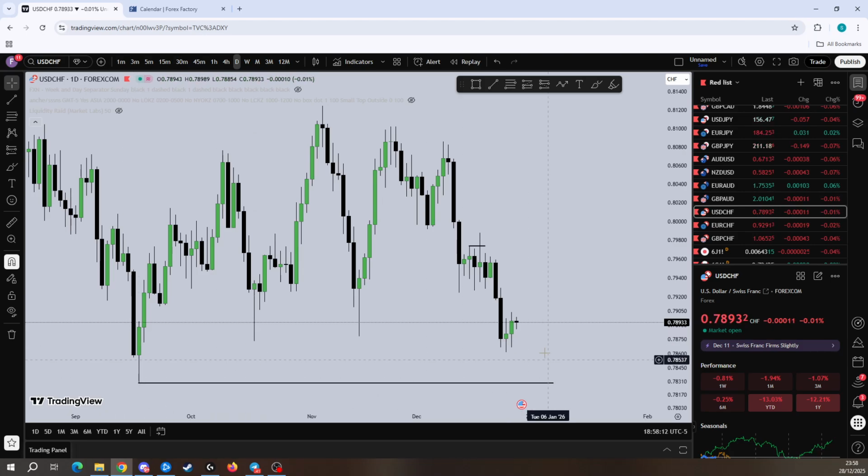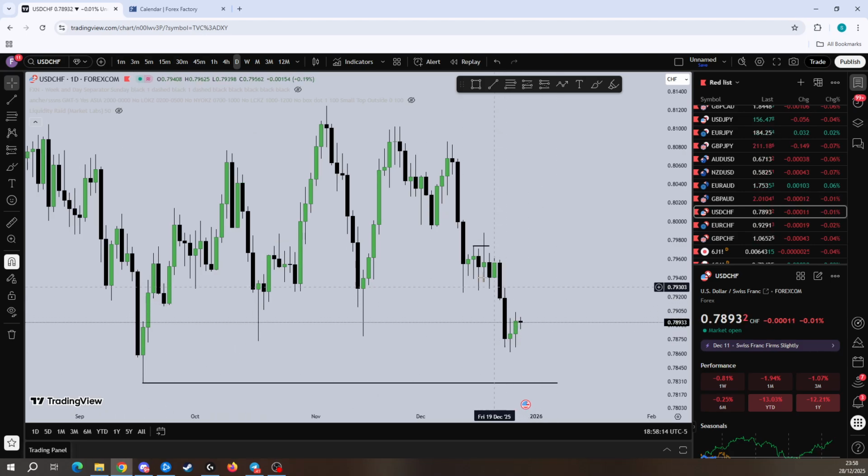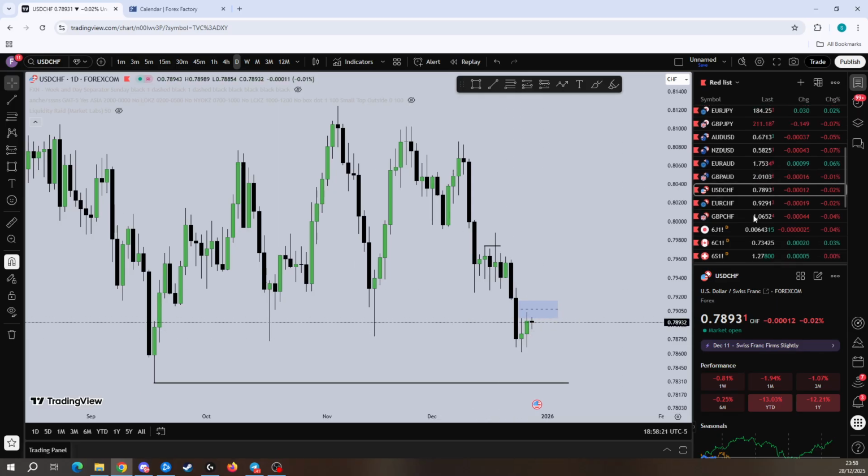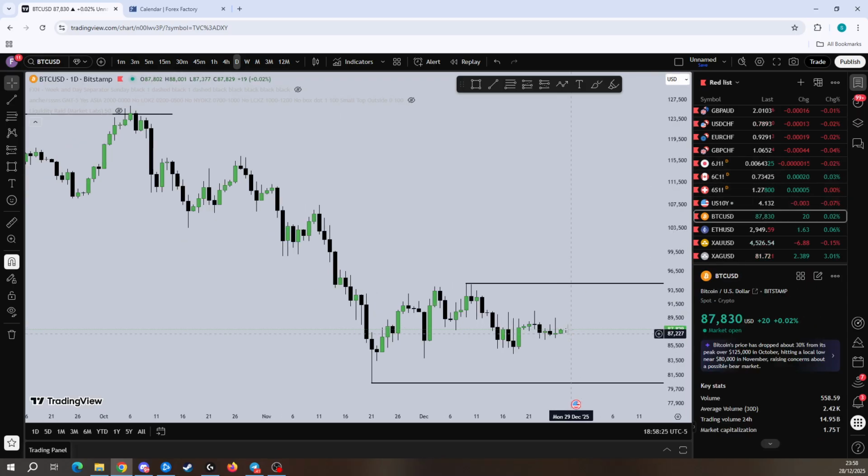So Swiss, this low is the next draw on liquidity, daily fair value gap. I want to see if that can hold, but yeah, again, not interested until DXY comes into that level that I'm looking for. And then we'll look at Bitcoin.